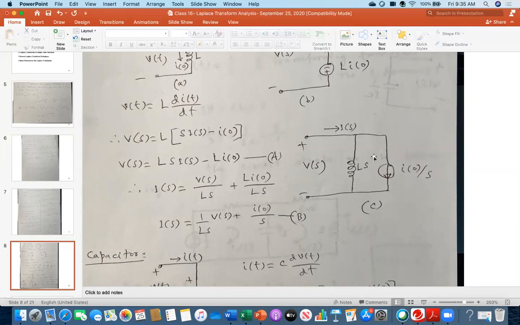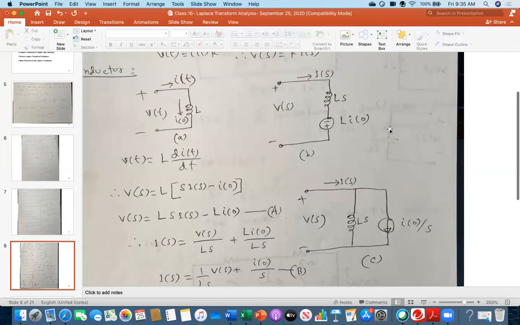This means when there are initial conditions for current, you can represent the inductor in that format as well. So what we are learning is that the inductor can be represented either this way or this way when the initial value of current is given. When the initial value of current is not given, you don't need to consider it, so just remove this branch. It is simply sL.